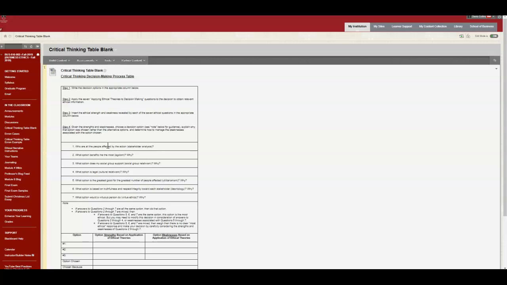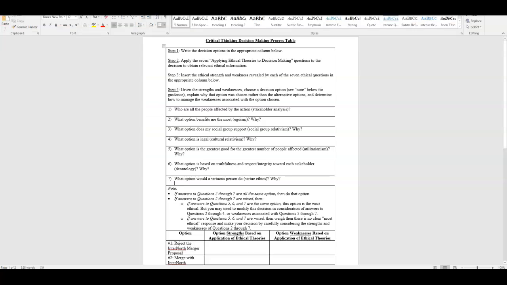But you're going to be doing this for your Enron cases or any management problem, business problem you're faced with. So I'm going to go to my saved Critical Thinking Decision Making Process table that I've saved as a Word document. And now I'm going to fill this in using case number 1.